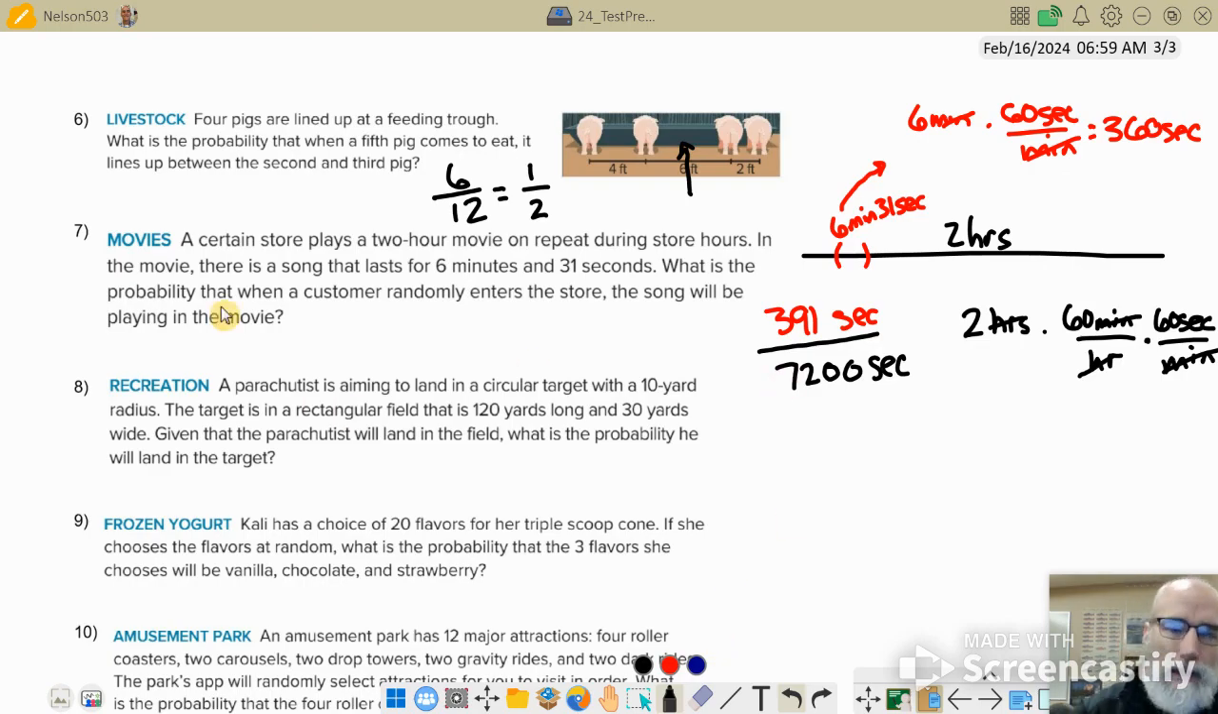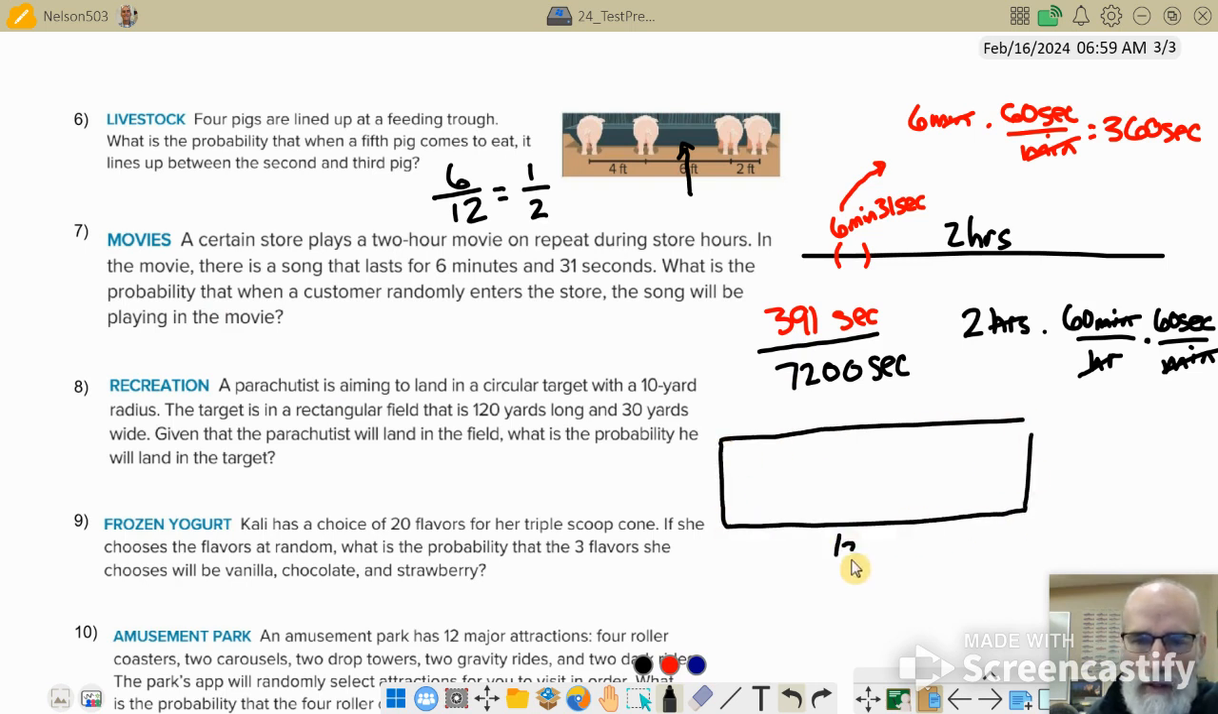Parachute is aiming to land in a circle that's 10-yard radius. Okay, and the field that they're definitely going to land on, so the total possible, is a rectangle that's 30 by 120. So I'm going to put 120 here. I'm going to put 30 there. 3 times 12 is 36. We got to add 2 zeros. So the total is 36 with 2 zeros. But then the circle is in here somewhere, and it has a 10-yard radius. So if I go pi times 10 squared, that's going to give me the area of the circle.